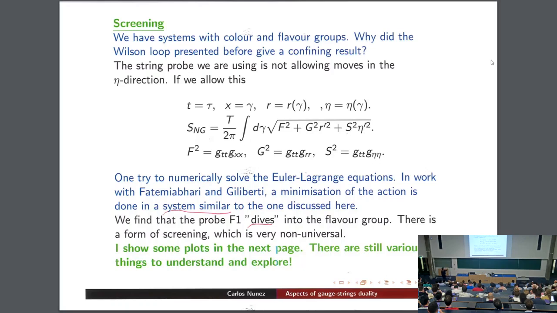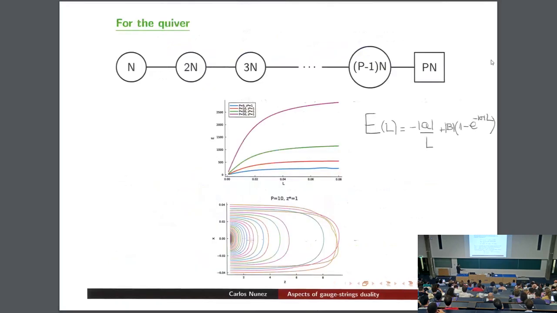So in the next page, to close this, I'll show you some plots, and there are still many things to understand and explore about this. So let me show you some plots. These plots can be done for many different examples, and have been done for many different examples. For this particular quiver, we are taking, say, the first color group. We are putting there a heavy quark and anti-quark in the prescription of Wilson, and we are letting a string explore the whole bulk. Okay?